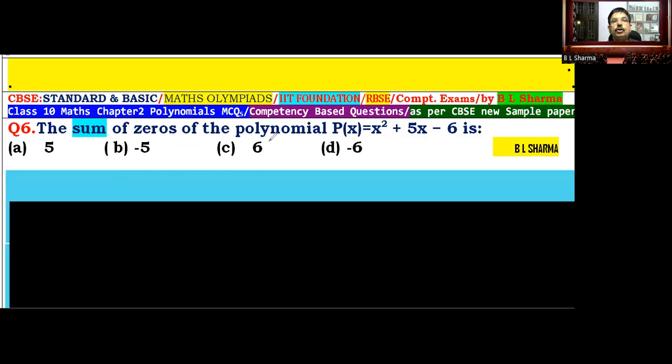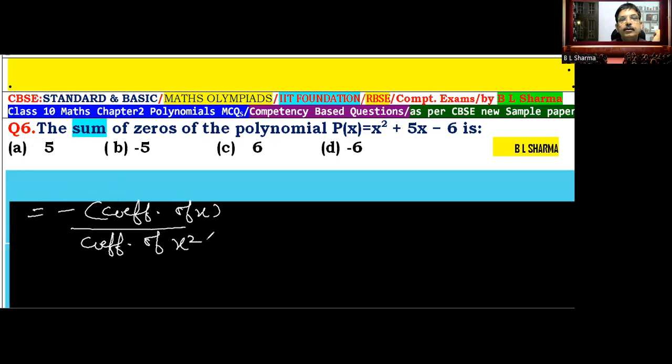The sum of zeros of the polynomial x square plus 5x minus 6. We know that the sum of zeros of a quadratic polynomial is given by negative of the coefficient of x upon the coefficient of x square. That is negative. The coefficient of x here is plus 5. The coefficient of x square is 1. So that is minus 5 upon 1. So that is minus 5. Therefore, B is the correct option.